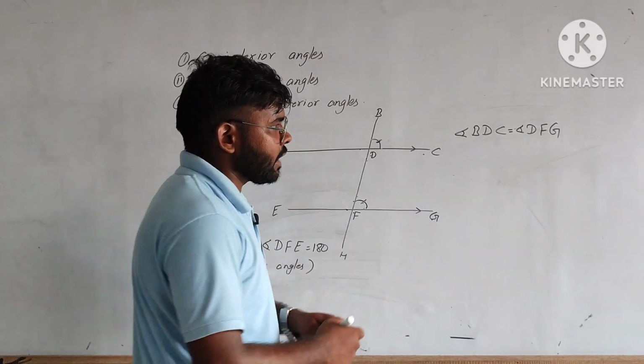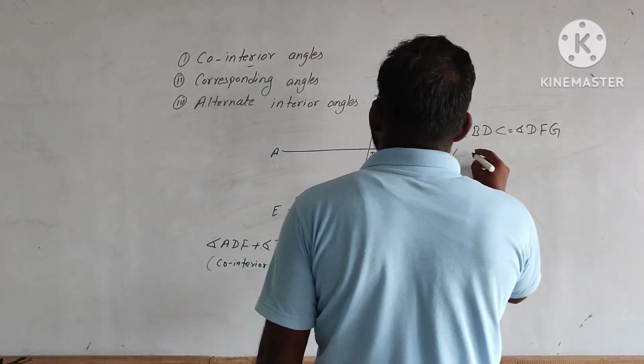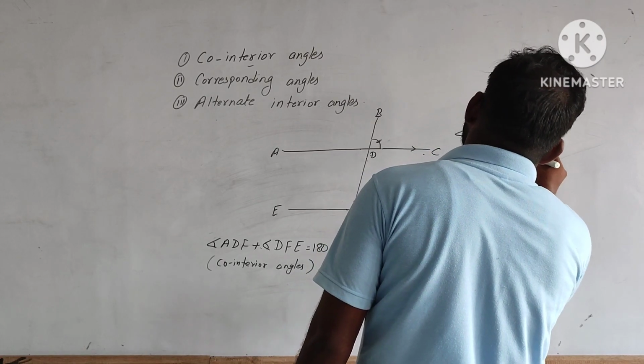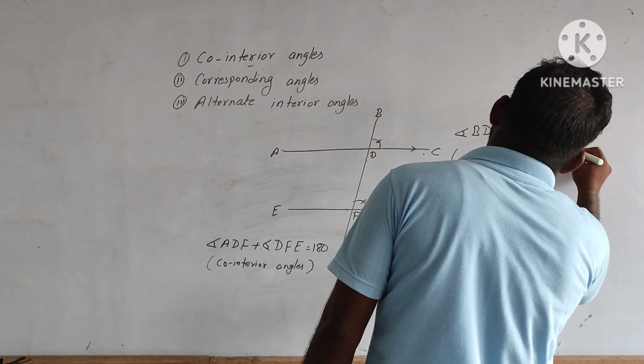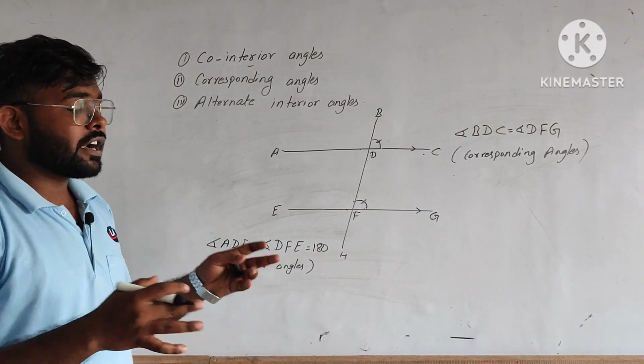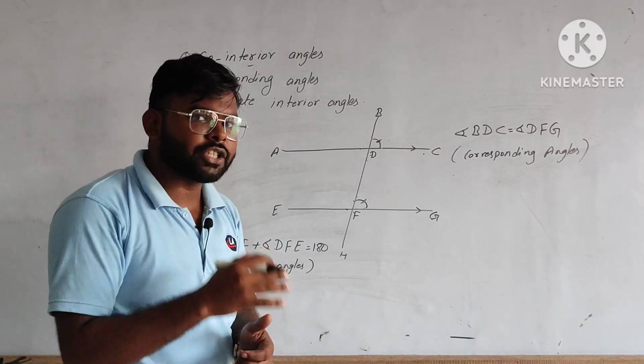Because they are corresponding angles. Corresponding angles. That's why they are equal, and that is their property too.